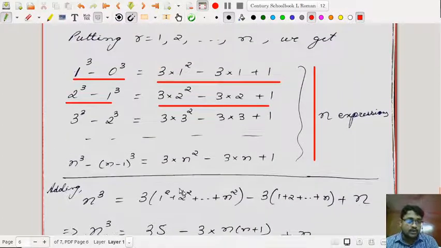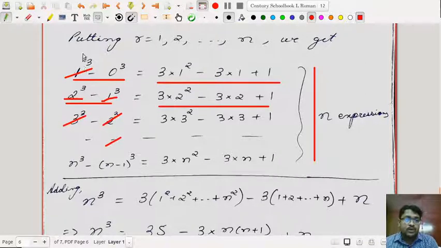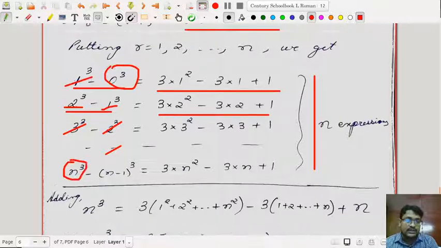And if you just observe, each of these terms will get cancelled. See, 1 cube cancels with minus 1 cube. This 2 cube will get cancelled with minus 2 cube, right? 3 cube will get cancelled with the next one. Which one will not get cancelled? Only this 0 cube is not getting cancelled. N cube is not getting cancelled, because n cube has to get cancelled with the next one, but there is no next one here. This term will also get cancelled with the previous one. So everything is getting cancelled except n cube.